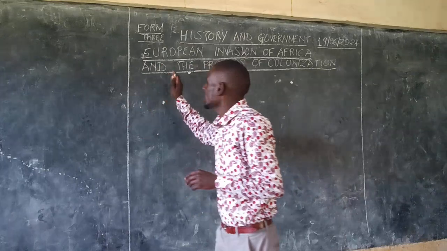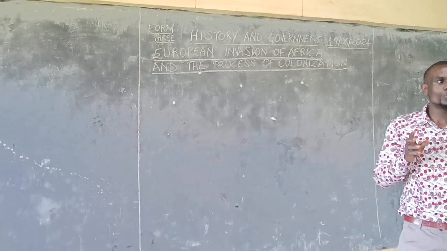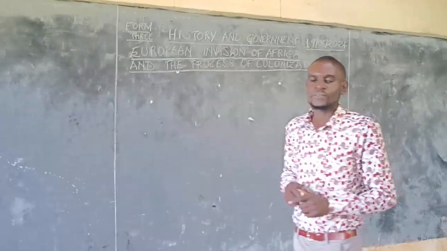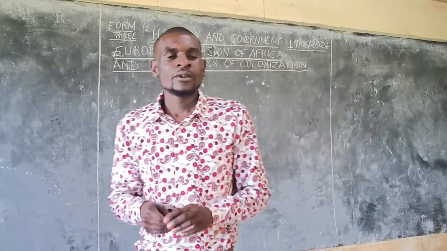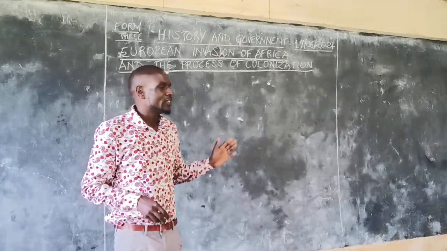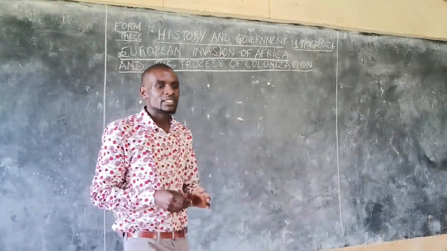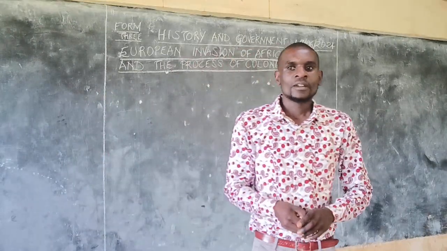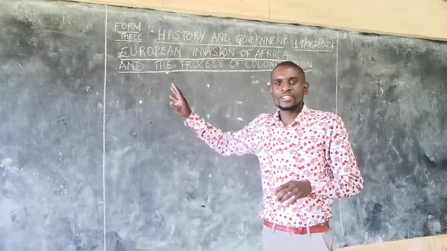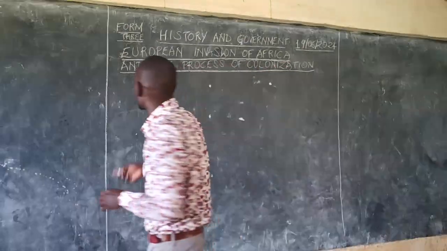Now, in this topic, we're going to look at various ways that the Europeans used to invade Africa and partition it. We are also going to look at various impacts of the European invasion of Africa and the process of partition. Before we focus on those areas, we start by looking at the definition of the term scramble.